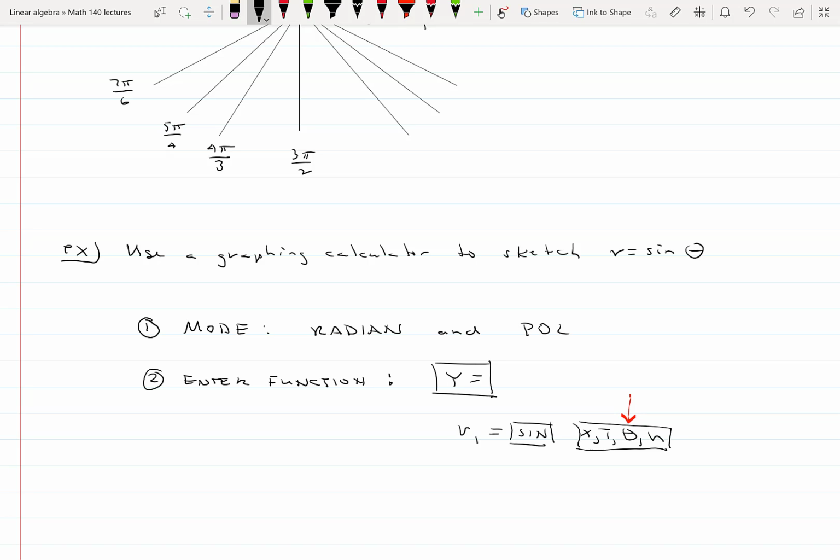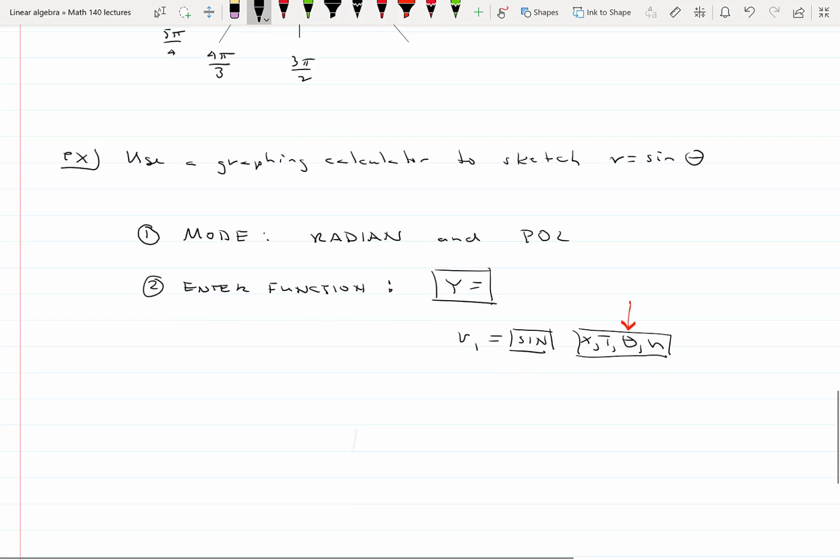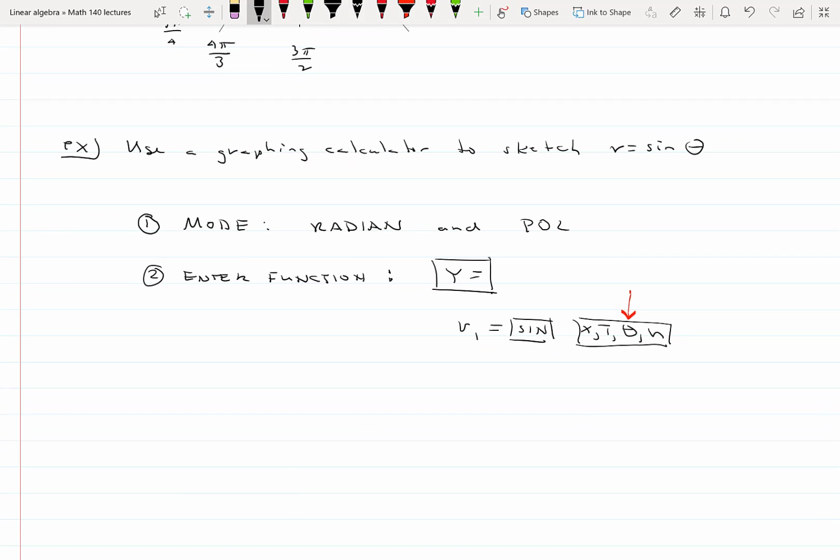Now, if we push graph right away, our graph's going to be bad, because the viewing window was probably very bad. So we need to change the viewing window so that we see a nice graph of this. If you pushed graph and got a nice graph, you got lucky. So we have to change the viewing window. I'm spelling today.